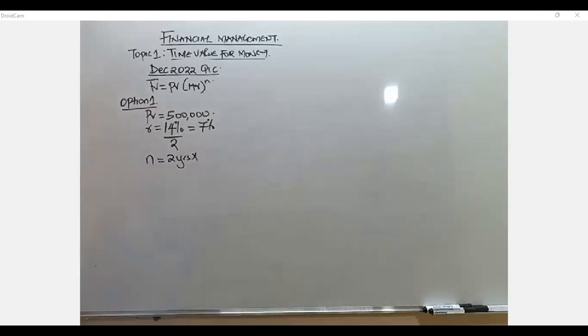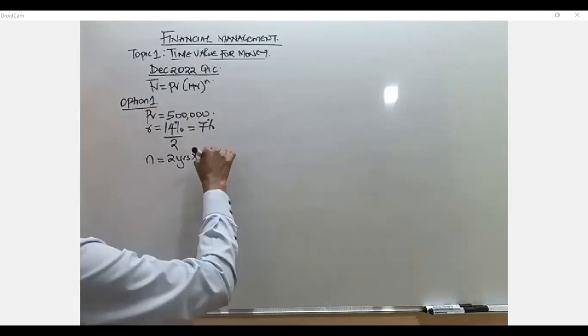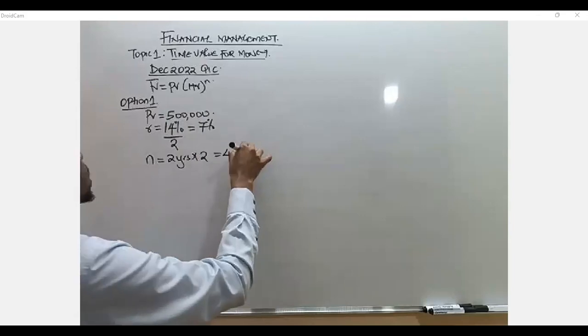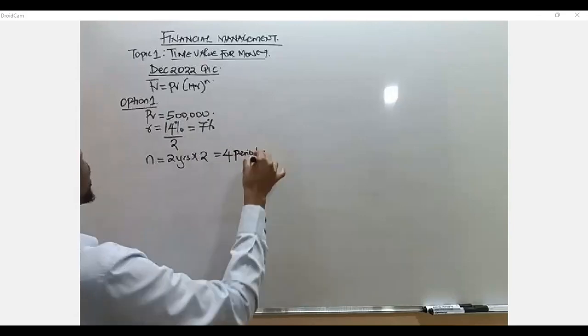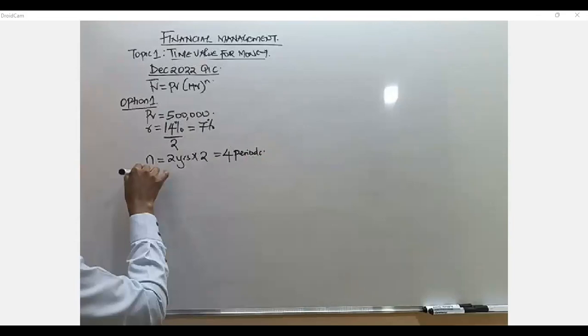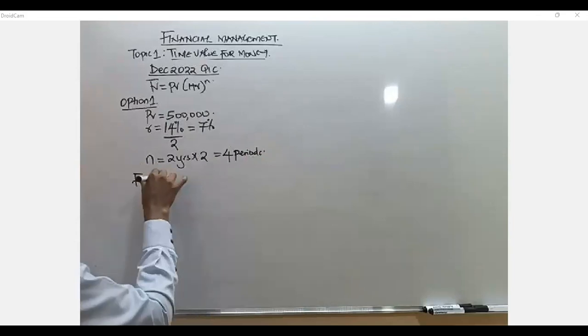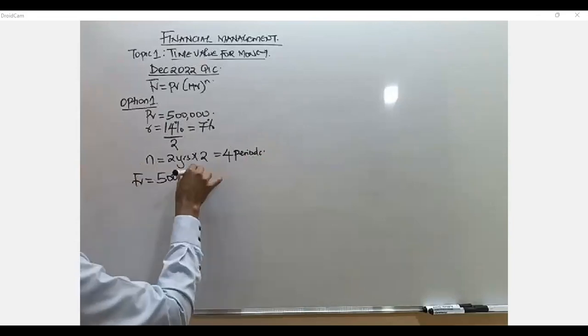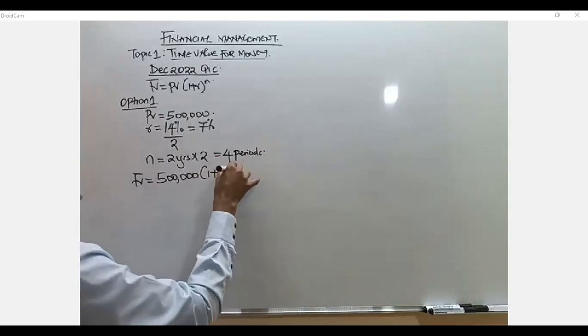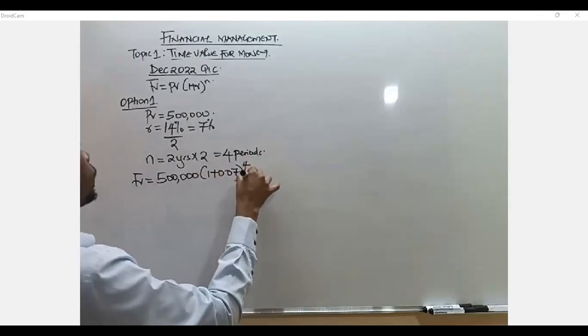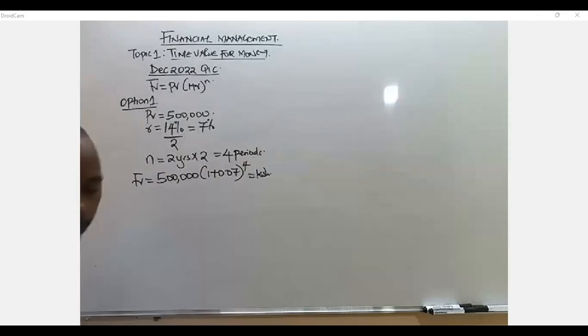The number of periods is the number of times in which you are going to get your interest, and that is 2 times in a year. So it changes from years to periods now. To get my future value, I just need to take 500,000 times 1 plus 0.07 raised to power 4. How much is this in Kenya shillings?